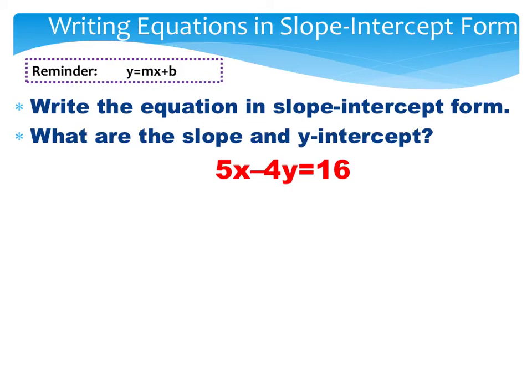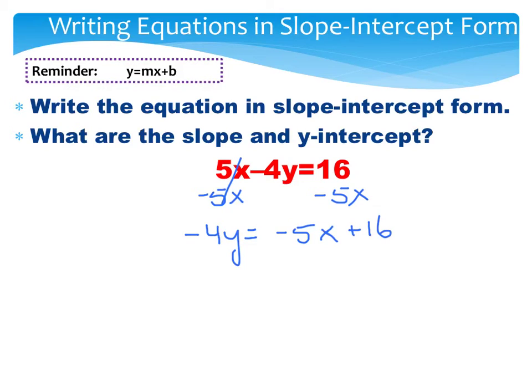So we want to rewrite the equation in slope-intercept form. So I have a little bit of work to do. I need to move things around. I want to be in the form y equals mx plus b, which means I need to isolate my y term. So isolating my y term, I'm going to first move the 5x over to the other side. So subtract 5x from each side. So I get -4y equals -5x plus 16.